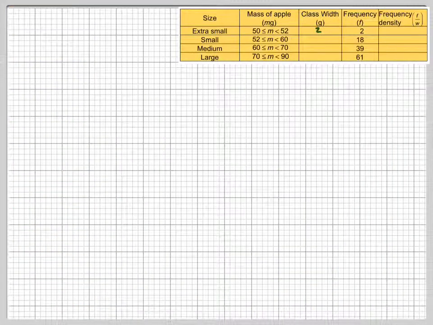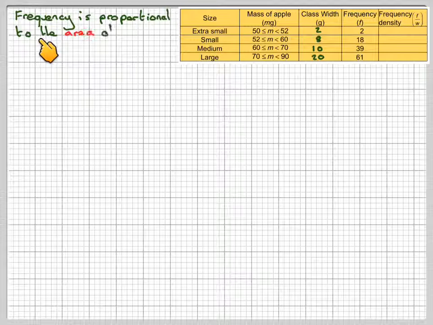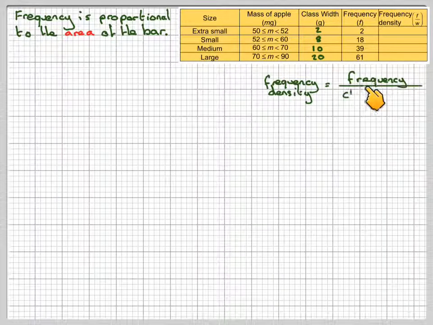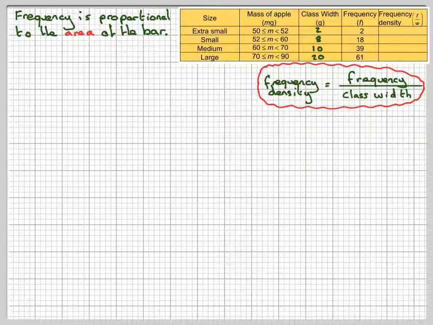So drawing a histogram, work out each class width first. The first one is 2. The next class width, 60 minus 52, is 8. The next one is 10, and then 90 minus 70 will be 20. Now the frequency density is what we need to do for a histogram. The frequency is actually proportional to the area of the bar. So the frequency density will be the frequency divided by the class width.